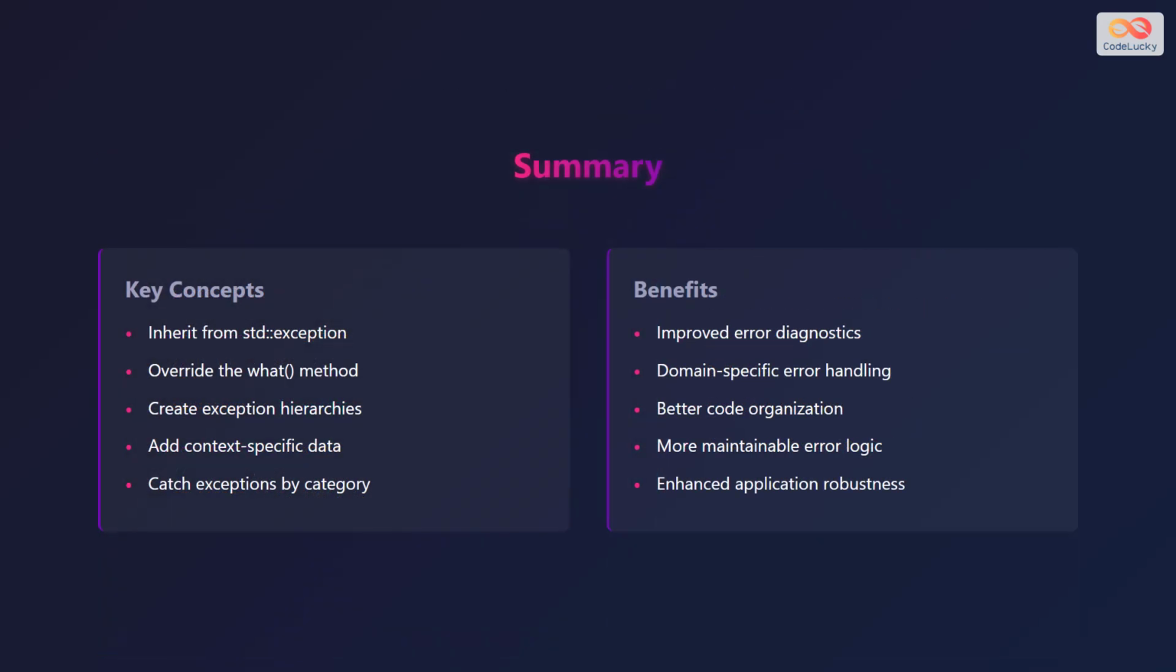Let's quickly summarize what we've covered. Key concepts include inheriting from the standard exception class, overriding the what method to provide custom error messages, creating exception hierarchies to categorize errors, adding context-specific data to exceptions, and catching exceptions by category for flexible error handling. The benefits of using custom exceptions are improved error diagnostics, domain-specific error handling, better code organization, more maintainable error logic, and enhanced application robustness.